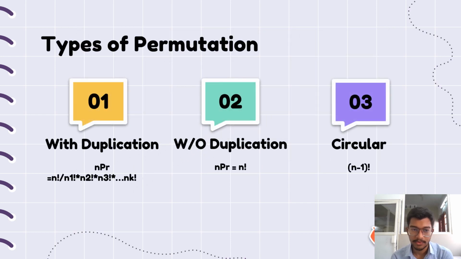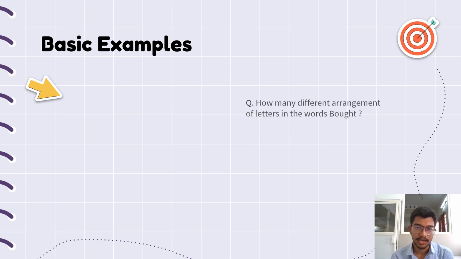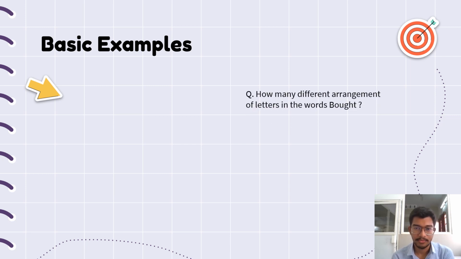There are three types of permutation. The first one is with duplication, the second one is without duplication, and the third one is circular permutation. Here are some basic examples of permutation. The first one is, how many different arrangements of letters are there in the word BOUGHT? There are 6 letters, so it will be 6 factorial, that is 720 ways.